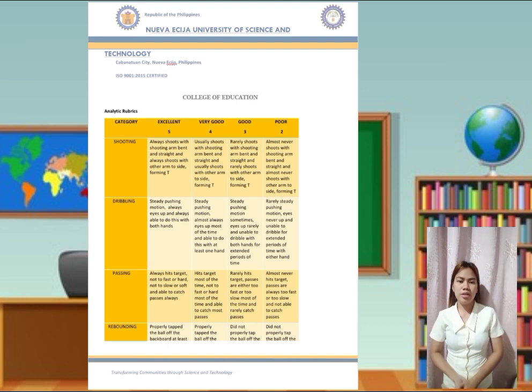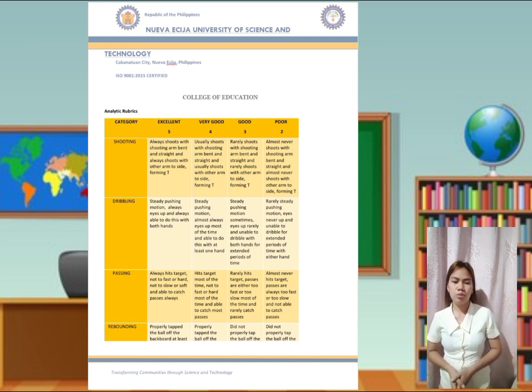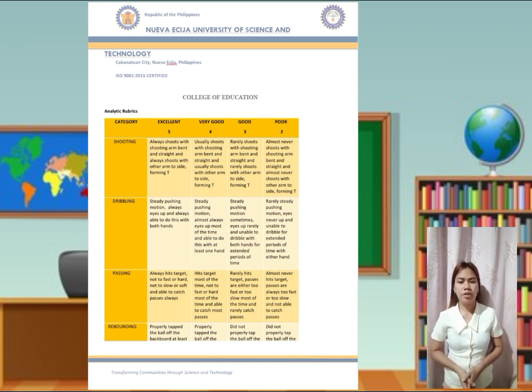As you can see, this is my analytic rubric for the evaluation. There is a category, and under this, we have shooting, dribbling, passing, rebounding, and timeliness. For the scoring, excellent is 5 points, very good 4 points, good 3 points, and poor 2 points. To earn 5 points in shooting, the student will always shoot with the shooting arm bent and straight, and always shoot with the other arm to the side forming a T.